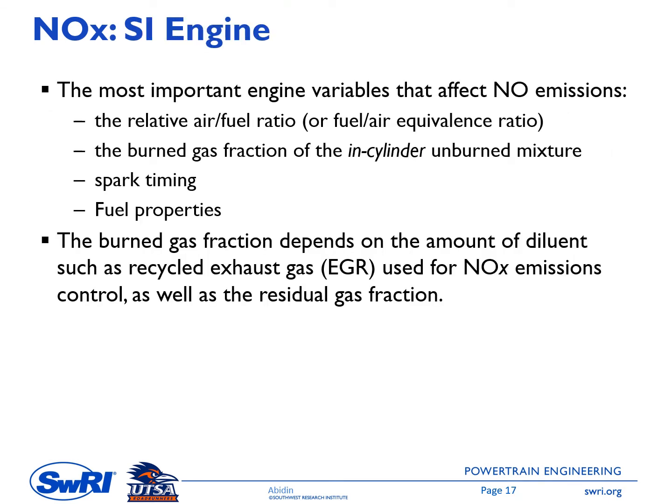These are the most important engine variables that affect NO emission: the relative air-fuel ratio, the burned gas fraction of the in-cylinder unburned mixture, spark timing, and fuel properties. The burned gas fraction depends on the amount of diluent, such as recycled exhaust gas or EGR, that is used for NOx emission control, as well as the residual burned gas fraction from the previous cycle.